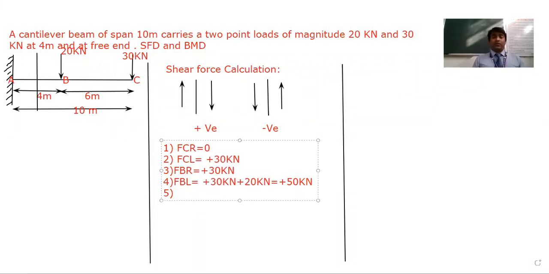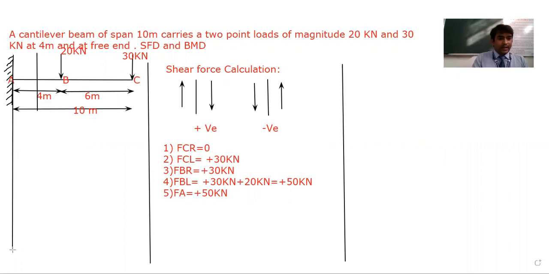Then at the end, you have to carry all the forces. See, what is a shear force? It is a summation of all the forces. So shear force at A point will be equal to the previously carried 50 kilonewton. So this is the shear force calculation. Now we will draw the shear force diagram. How is the shear force diagram drawn? We can extend these lines. This is called the shear force diagram.